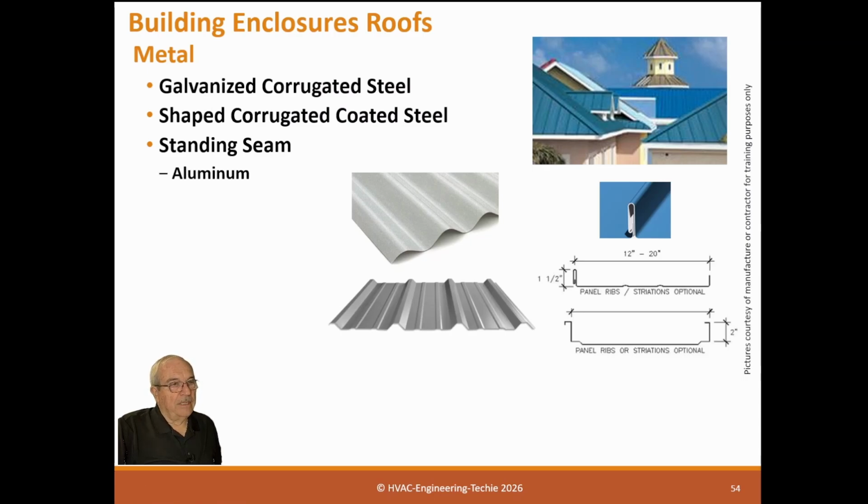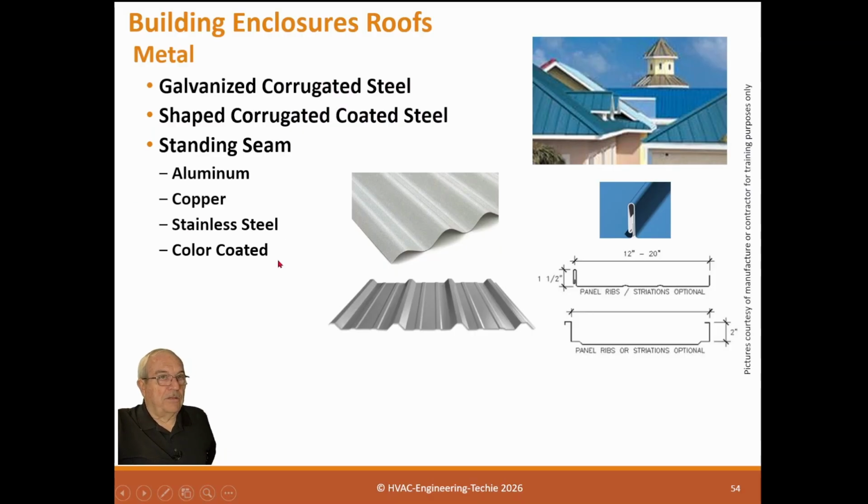It can come in aluminum, copper, stainless steel, or color-coated steel. Color-coated steel is by far the more popular, which this is. Early in my career as a mechanical contractor, I became the expert at copper roofs. Did a lot of copper roofs. They're really nice, really beautiful, and very expensive, but they do work well.